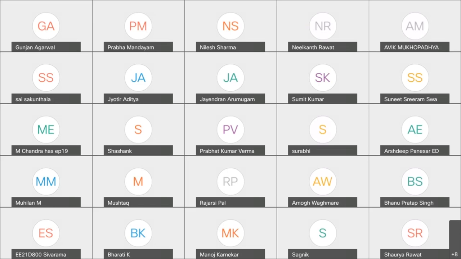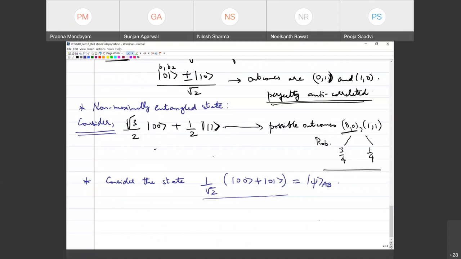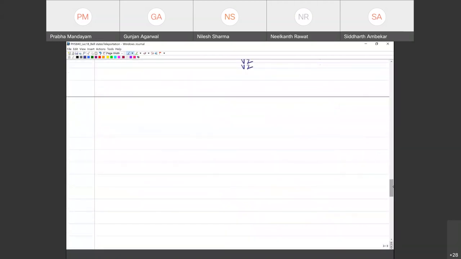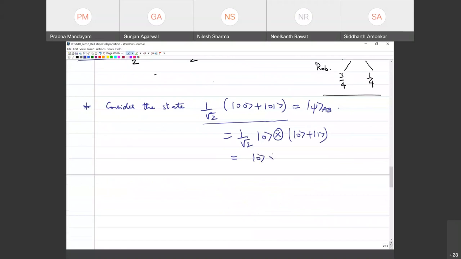So my question: are there such correlations in this state? No, ma'am. This is not entangled. How do you argue that? Because it can be factorized. Exactly. So this can be written as 1 over root 2, 0 tensor product (0 plus 1), which is the same as 0 tensor plus, where I take this 1 over root 2 here. So this then is very much a product state, right?